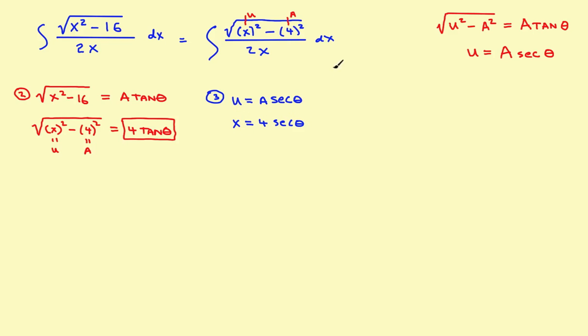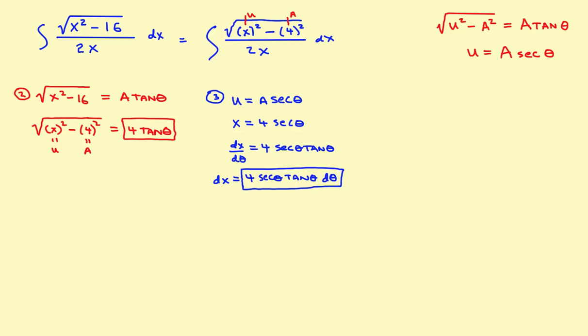Now you don't want x, you want the derivative of x, or the differential of x. So in this case, the derivative of x with respect to theta would be equal to 4. And then again, the derivative of the secant is the secant tangent, so that'll change into the secant theta, tangent theta. Now you want the differential x, so dx is equal to 4 times the secant of theta times the tangent of theta, and then finally d theta. So now you've got dx in terms of d theta. So you've got the third step done.